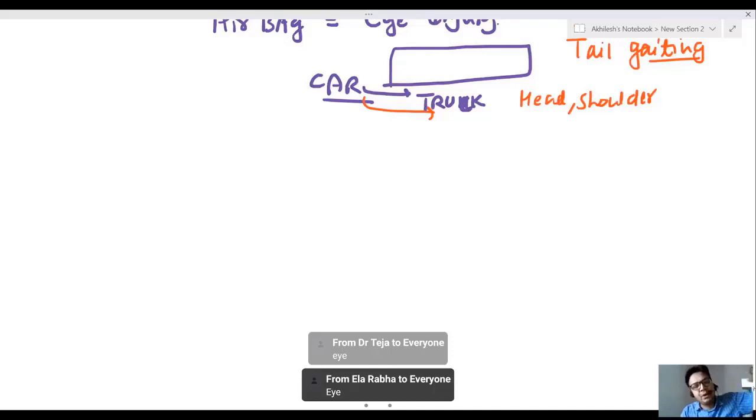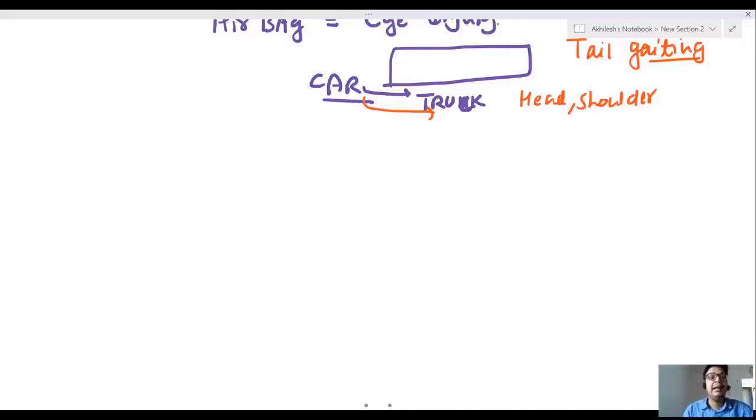Tailgating means the vehicle goes just behind the car, and this phenomenon is known as tailgating. So, Doctor, you can get a question: what is tailgating? Tailgating is a phenomenon where you get inside or behind the truck or car. Now, sir, these are possible injuries. Now, I am going to discuss pedestrian injury.